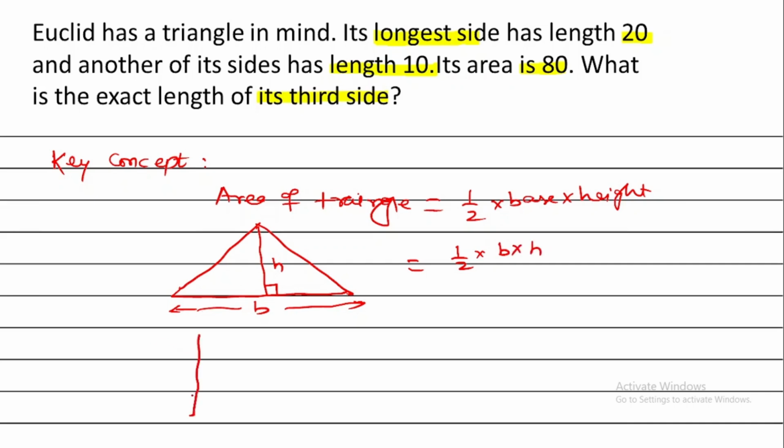Now similarly, we have the Pythagoras theorem. Suppose we have a right angle triangle, one of the sides is A, the other side is B, and we have a hypotenuse as C, then C squared will be equal to A squared plus B squared. So the hypotenuse squared is equal to the sum of the squares of the other two sides. These are the two theorems which we will be using, and let us now see how to solve this question.